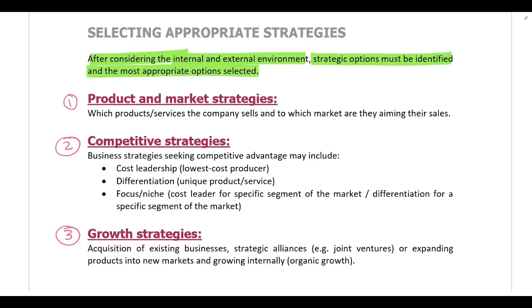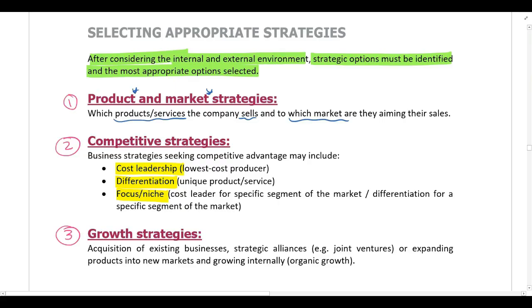So when they are looking at their product and their market strategies, here they need to decide which products or services they are going to sell and which market are they going to aim their sales. So what product are we selling and what market are we going to sell that product in? Then we look at our competitive strategies. They need to decide, do they want to be a cost leader? Do they want to go for a differentiation strategy? Or are they going to have a focus or a niche strategy?